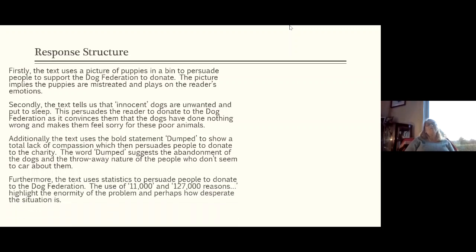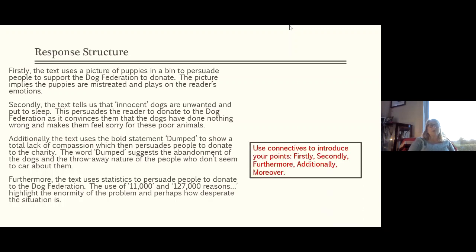And then finally, furthermore, the text uses statistics to persuade people to donate to the Dog Federation. The use of 11,000 and 127,000 reasons highlight the enormity of the problem and perhaps how desperate the situation is. So again, I've commented on those statistics, which are things that you all picked up on. Obviously, I would have 10 points there because there's 10 marks available.